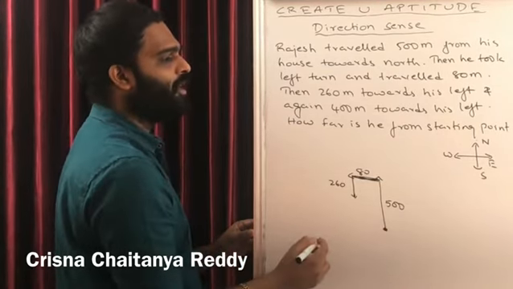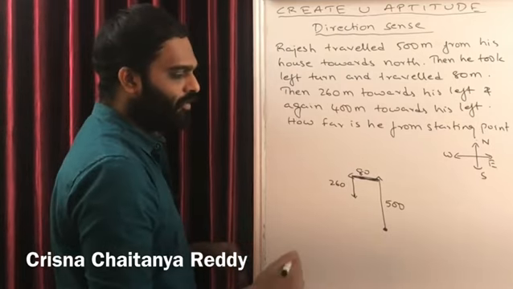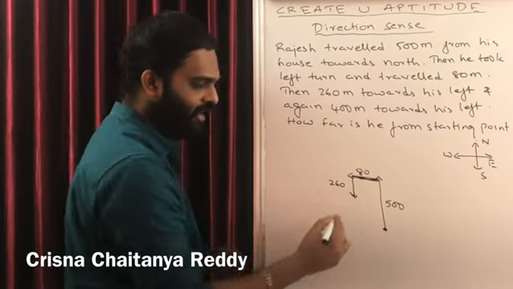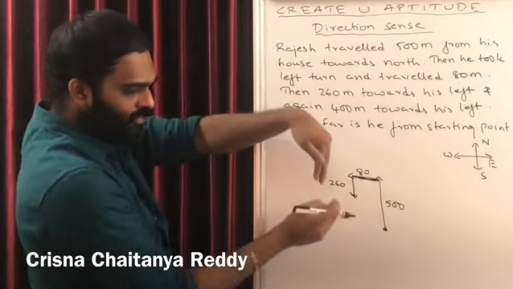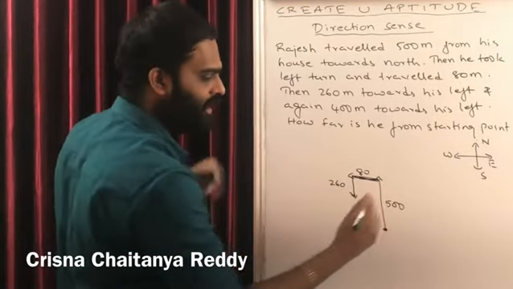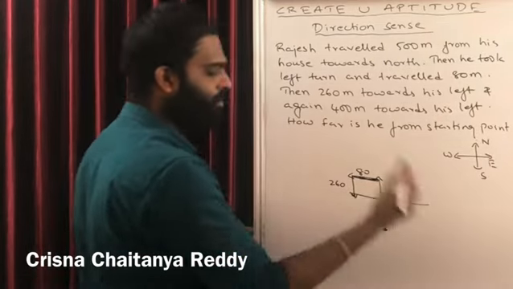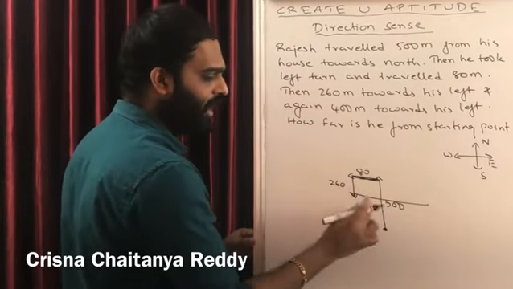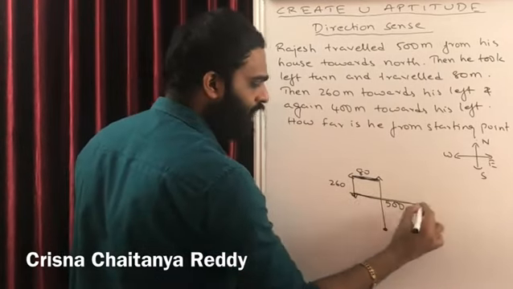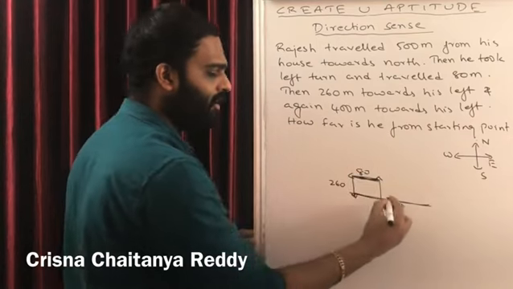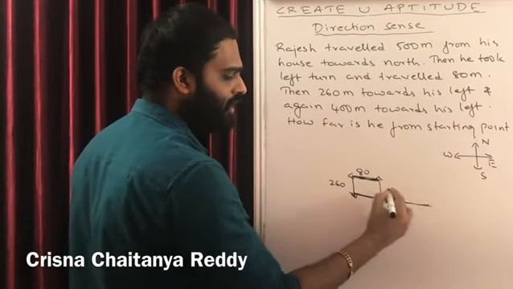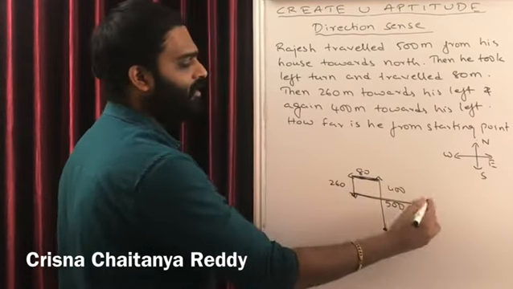Then he said 400 meters towards his left again. If this is he, he is facing downwards. If this is you, your left will be towards this side. So he came 400 meters towards that side. This is only 80, so this total should be 400. So it has to be bigger than this. So I can say the total here is 400. So he is here now.